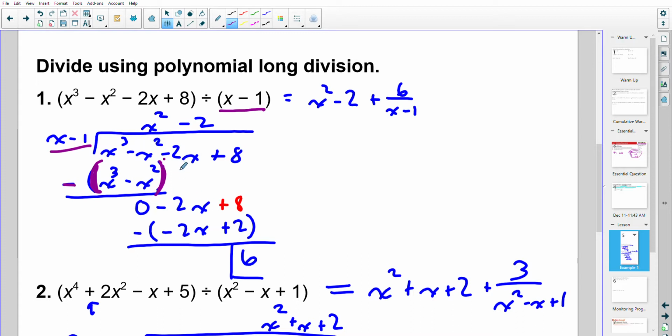In this case, you're going to bring down a minus 2x, and you also bring down an 8 because it will line up correctly if you do that. So I'm going to put minus 2, and again, multiply negative 2 times x minus 2, and you get this, and again, big parentheses, and subtracting down gives you 6. So the way to write this is you have the quotient plus the remainder over the divisor.